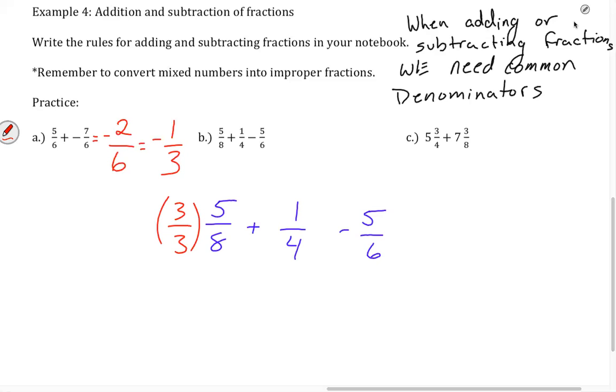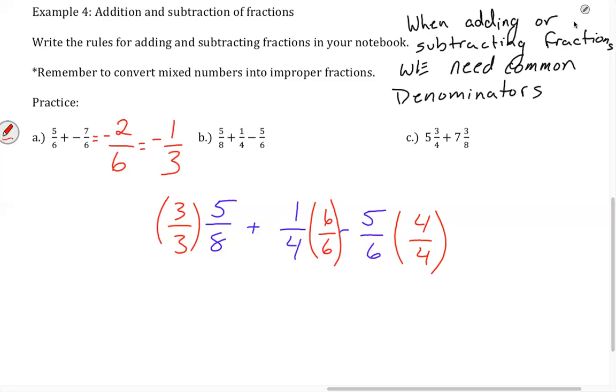Emily, how do I make a 4 a 24? 6. So I'm going to multiply by 6 over 6. And then I'm not going to insult you. You make a 6 a 24 by multiplying it by 4. So now I just made a common denominator.